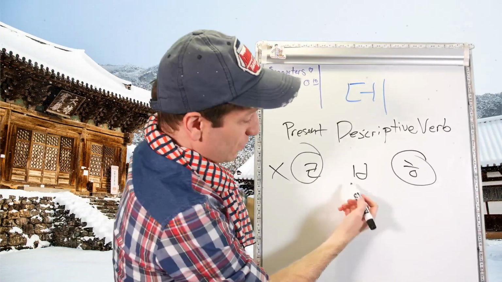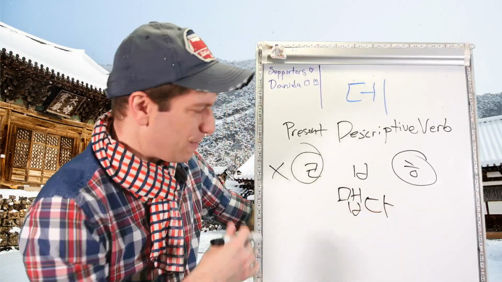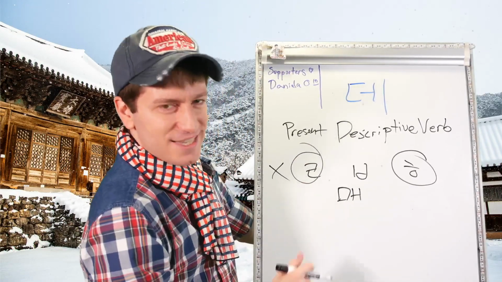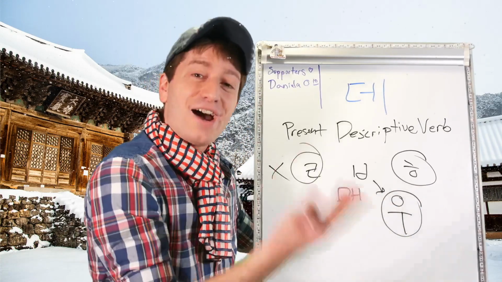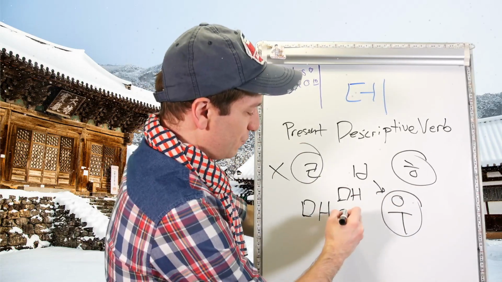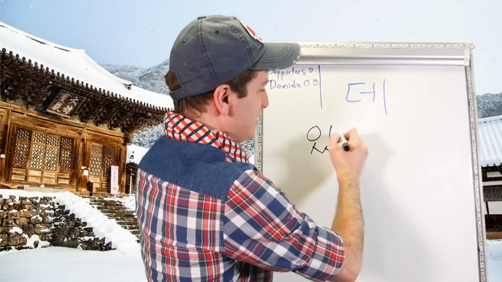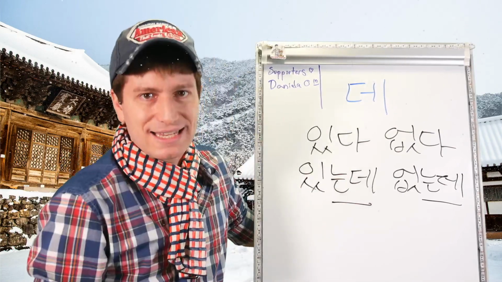Now, if it ends with this one, there's something extra you have to do. 맵다, to be spicy, so spicy food. Well, you get the verb stem, you remove this. After you get this, you have to always add this syllable, 우. And now you can finish it. 매운데, 매운데. The verbs 있다, to exist, and 없다, to not exist. You can just remember these as is.